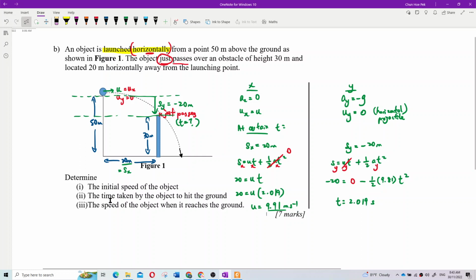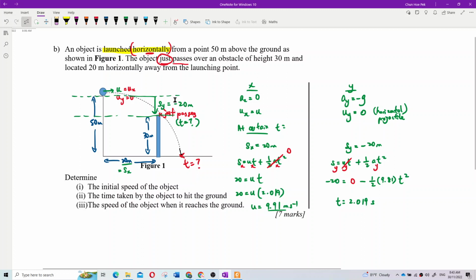Number 2, the time taken by the object to hit the ground. The object is now hitting the ground, so hitting the ground is over here. So this is another time already, not the same time as just now. Just now it just passed the obstacle. Now what is the time over here to hit the ground? For that one I just use the y component, that means from top to the bottom. This one is talking about the y component only. So let's do it.